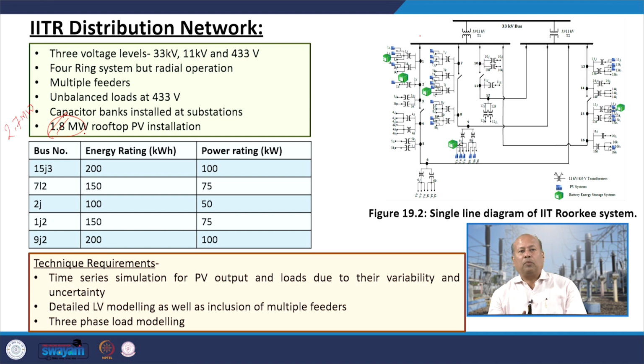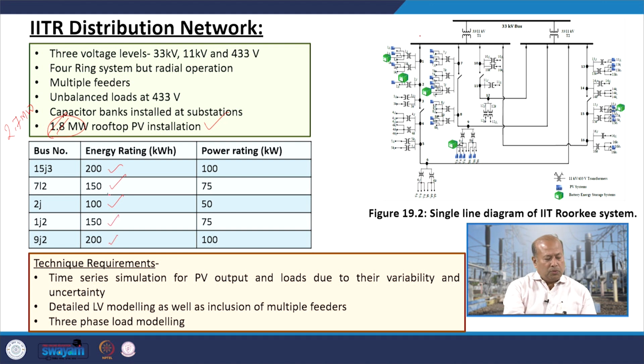The first phase is 1.8 and along with the second phase it becomes 2.7 megawatt. So there are a total of 2.7 megawatt, but the simulation study does carry 1.8 megawatt of rooftop solar installations. And when we talk about the energy rating, we have tried to have 200 kilowatt hour, 150 kilowatt hour, 100 kilowatt hour, 150 kilowatt hour and 200 kilowatt hours.